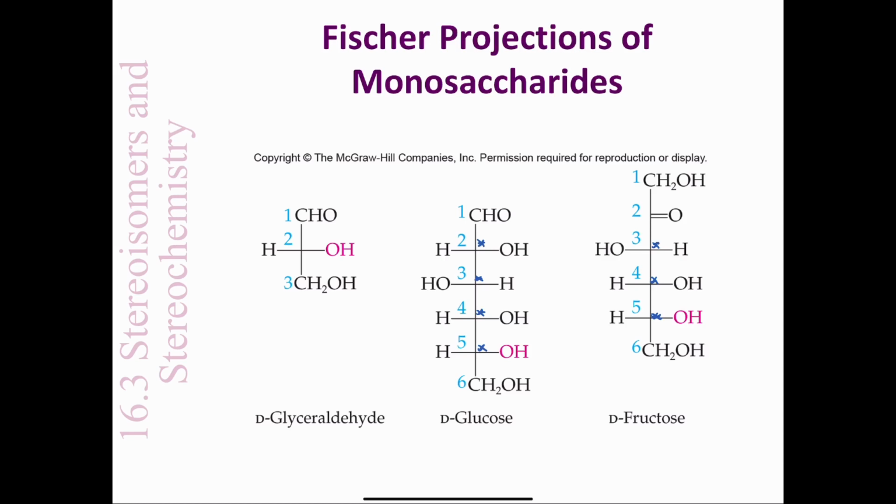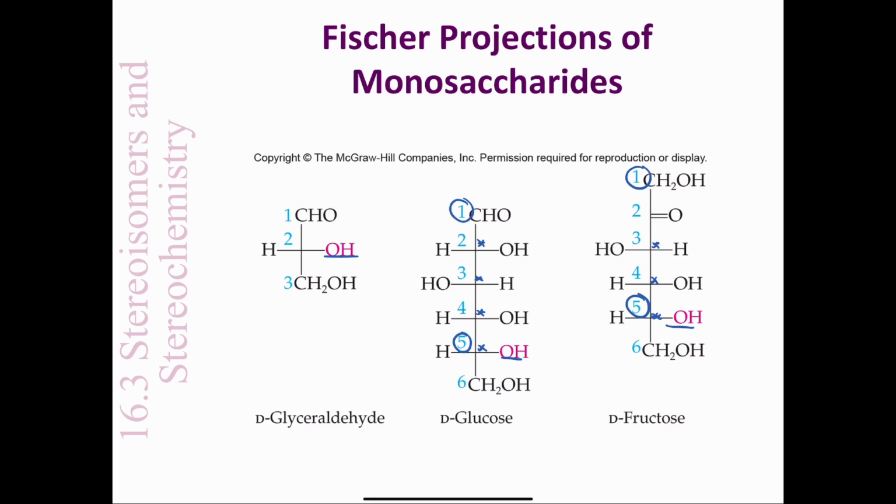By convention, it is the position of the hydroxyl group on the chiral carbon farthest from the carbonyl group, or the most oxidized end of the molecule, these ones here highlighted in pink, that determines whether a monosaccharide is in the D or L configuration. One way to be sure you are considering the correct chiral carbon is to number the carbon chain, giving the carbonyl group the lowest possible number, as is shown here in blue. The chiral carbon with the highest number, in this case 5 and in this case 5 as well, is used to determine whether the molecule has the D or L configuration.